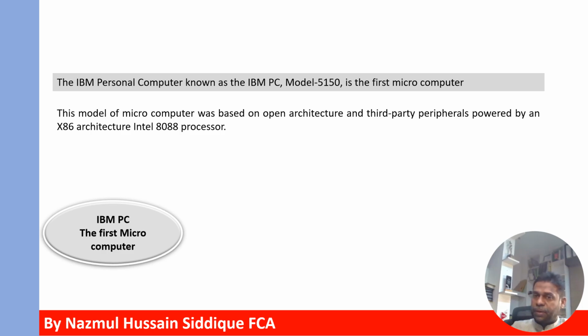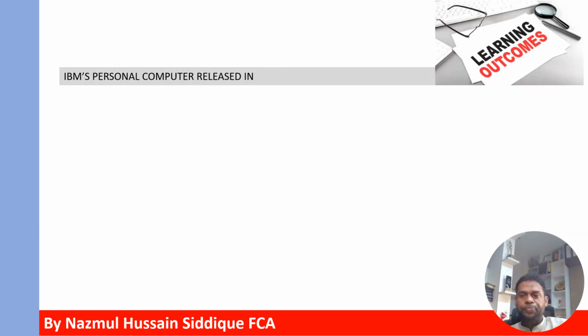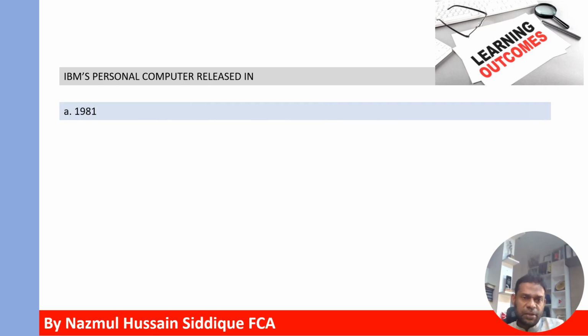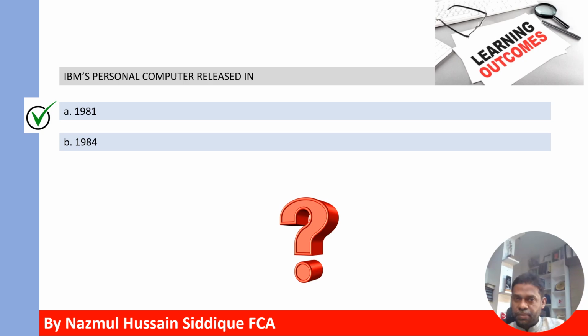This is called open architecture, made using third-party peripherals, powered by x86 architecture Intel 8088 processor. Now we will see an MCQ test. IBM's personal computer released in 1981 or 1984. Which one is correct answer? Correct answer is A. IBM's personal computer released in 1981.